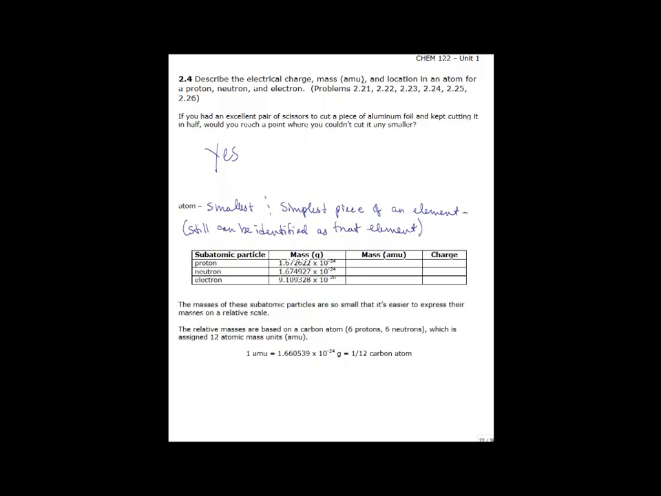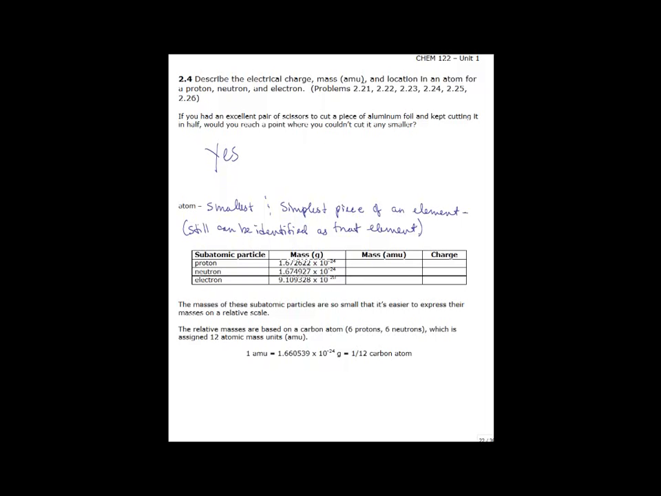So, in an atom, there are subatomic particles. So it's a little bit smaller than the atom, although you wouldn't be able to reach these with your scissors. So the subatomic particles in an atom, we have a proton, we have a neutron, and we have an electron. Now, the masses of these subatomic particles are very, very small. So small that you have to use scientific notation. If you didn't use scientific notation, you'd be using a lot of zeros, times 10 to the negative 24th. So that's 23 zeros.